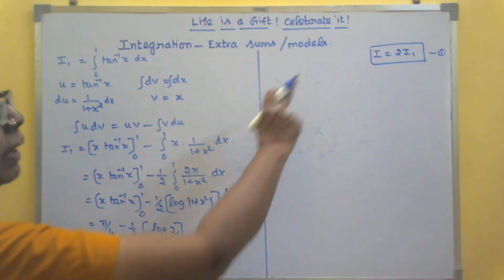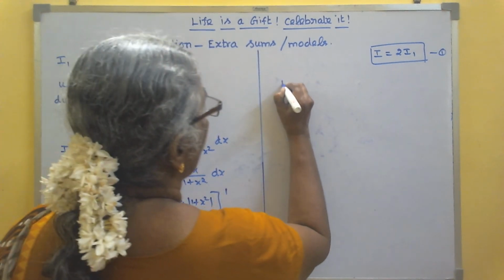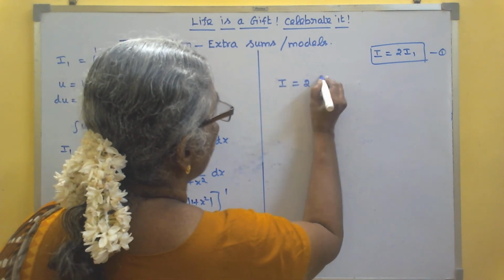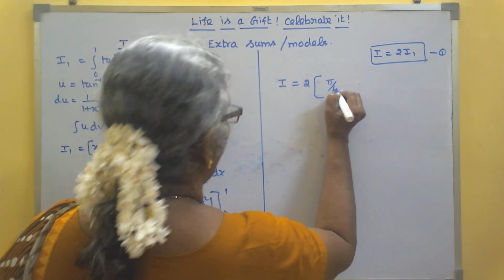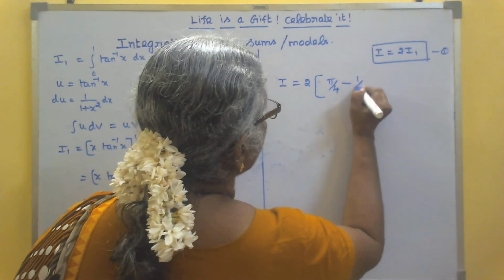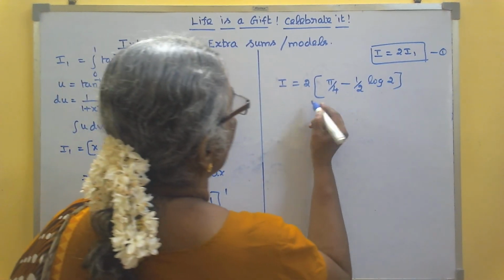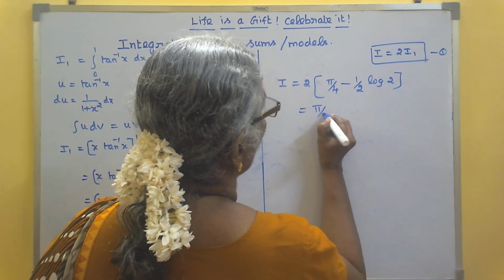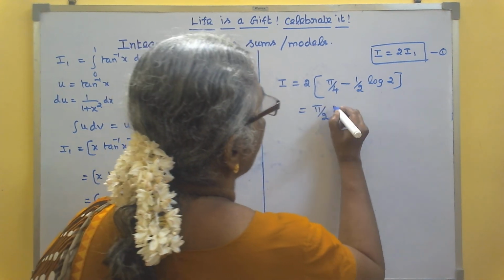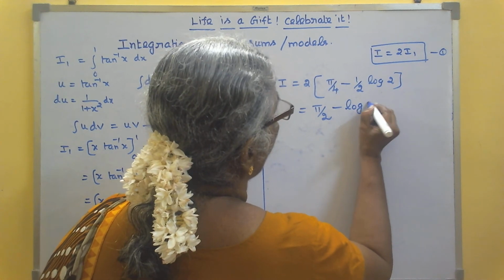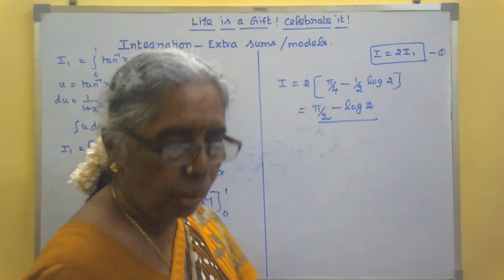But you know your I is equal to 2I1. So I will be equal to 2 into, you will get pi by 4 minus half log 2. So you will get 2 into pi by 4, that will be pi by 2. This 2 and that 2 will go. So I will get pi by 2 minus log 2.